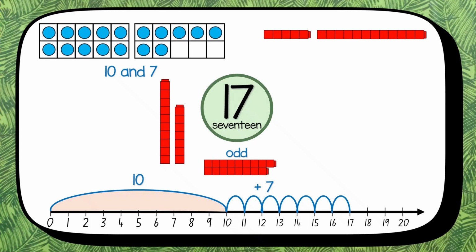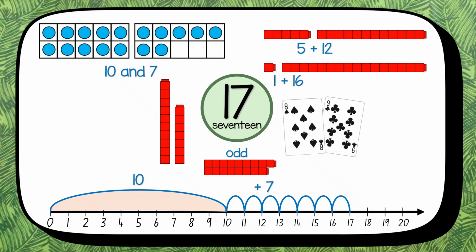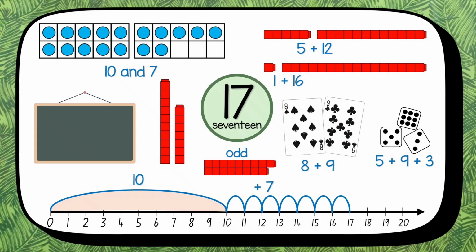And of course, 17 is made of smaller parts that add to make 17. These playing cards are showing that 8 and 9 make 17. And these 3 dice show 17 as 5, 9, and 3. And don't forget our 17 tallies, 5, 5, 5, and 2.